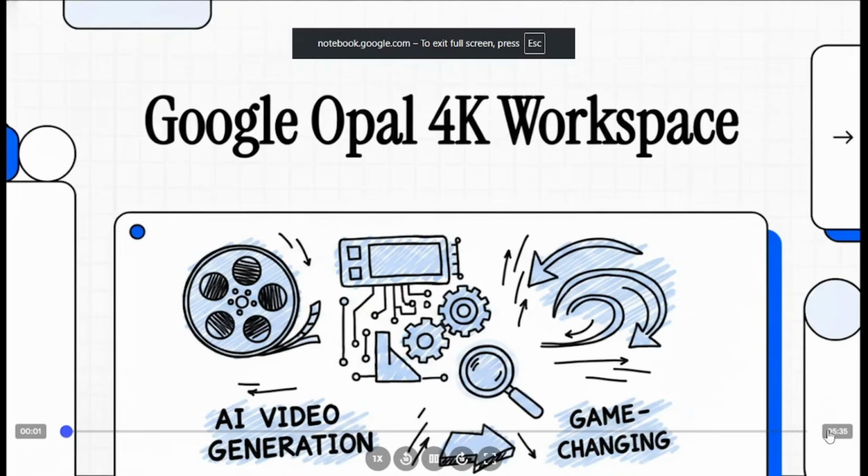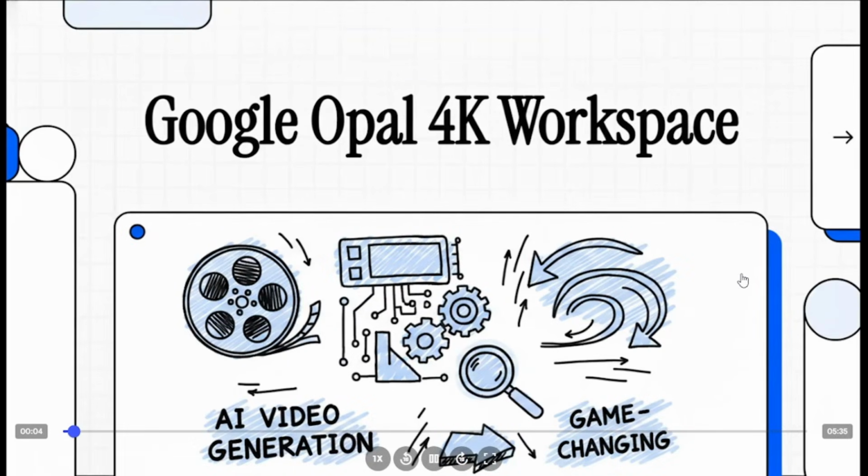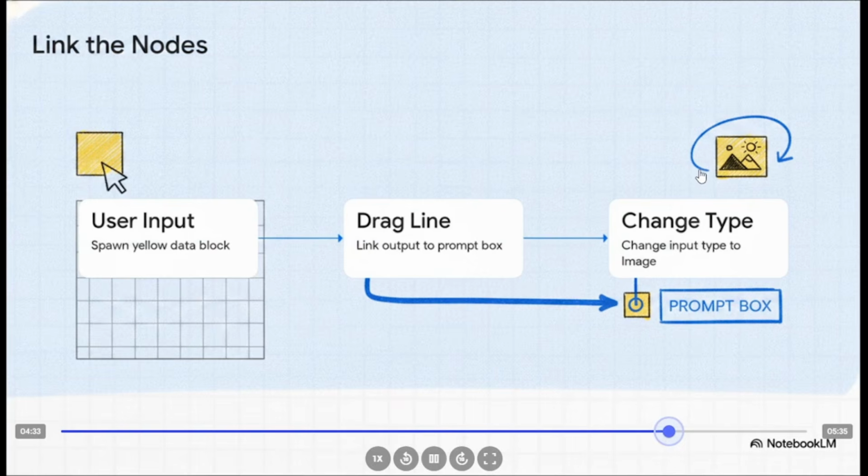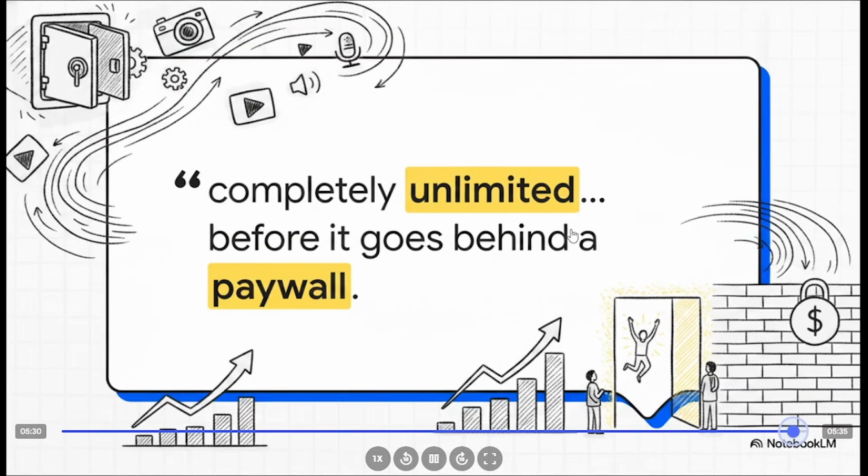Okay, let's dive into an absolute game changer in the generative AI space today. Welcome to the explainer. We're unpacking camera split. That's going to spawn a yellow data block on your grid. Next, literally drag a connecting line from the output dot of that block right into your hidden treasure now before the inevitable paywall drops. Thanks for exploring this source material with me today. Now get out there and start creating.